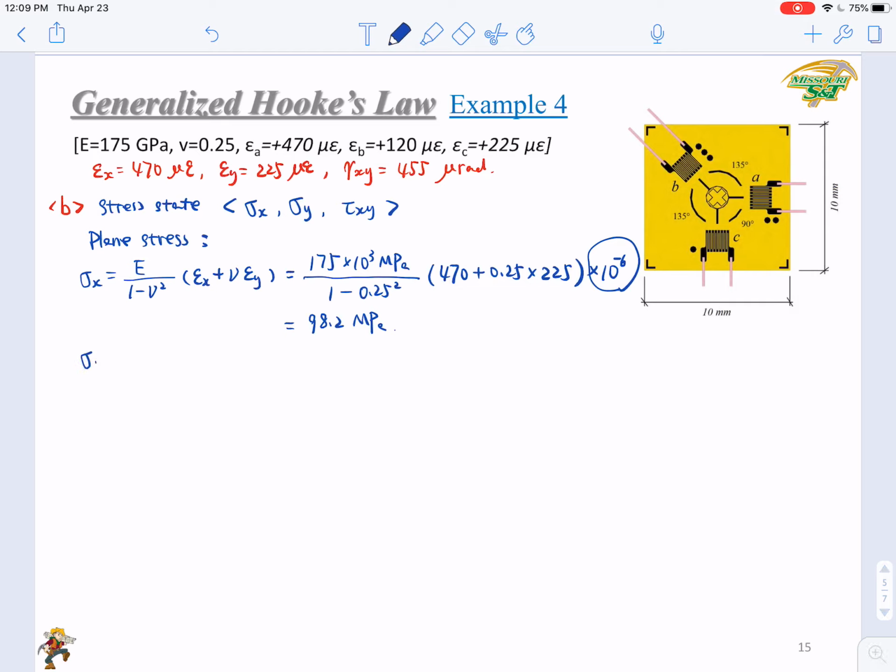Then in the same way, sigma y can be calculated as E over 1 minus nu square, epsilon y plus nu epsilon x. Just repeat the previous step. I will skip it and directly give you the result. That will be 63.9 MPa.